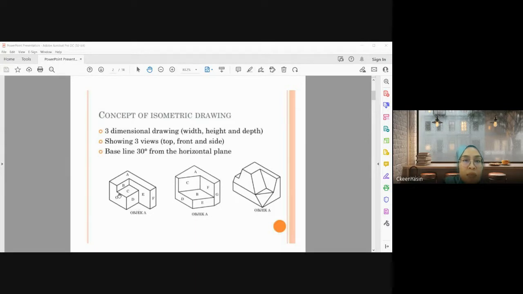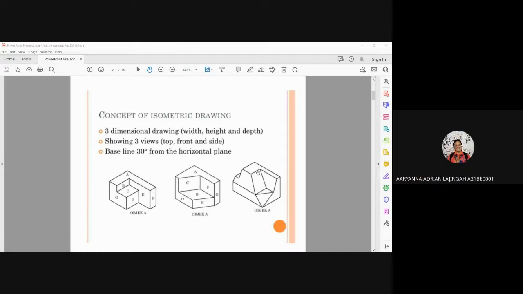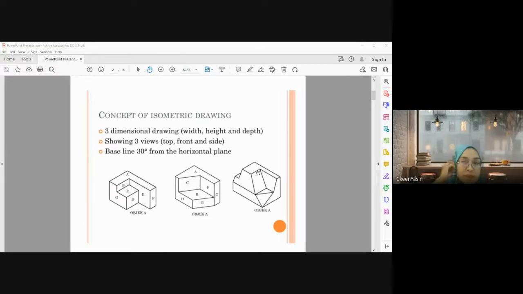When we talk about three-dimensional views, you can see the top, you can see the side, and also the front. This is the front and this is the side. And for the side, we have a few sides. So this is the example. Can you guys understand that? Faham? Yes. Okay, so we go to the next slide.